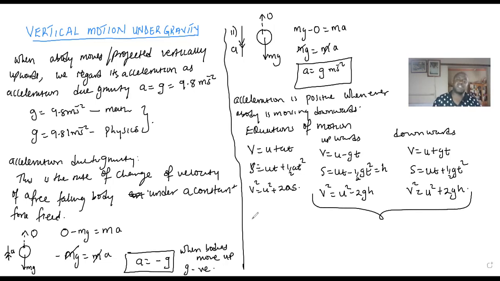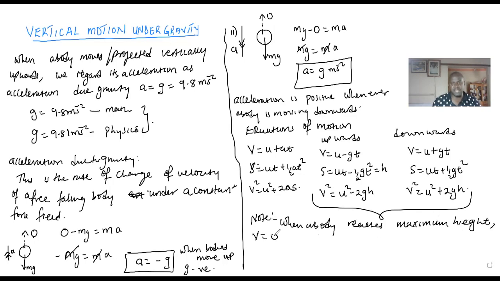Then there are other notes you need to take. Note, when a body reaches maximum height, the final velocity is 0. So if final velocity is 0, V is equal to U minus GT. It's going to be 0. Therefore, GT is going to be equal to U. When you divide by G, we can get the time as U over G.